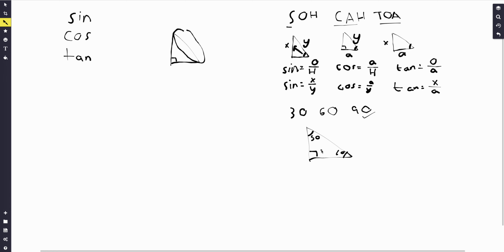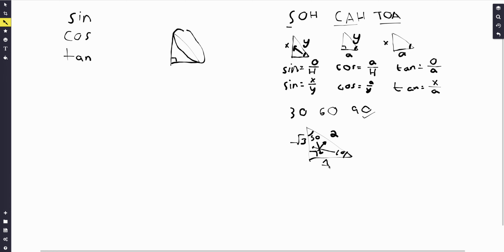Okay, here are the relations you guys have to remember for this course. In a 30, 60, 90 triangle, the hypotenuse is always equal to the length of 2. The 90 degrees always points to a 2. Next, the 60 degrees always points to a square root of 3. And then the 30 degrees always points to a 1.